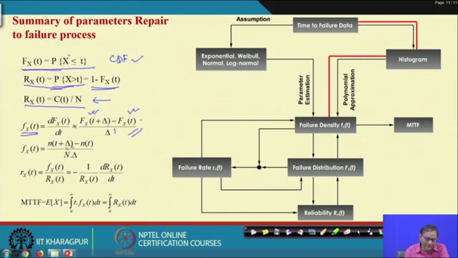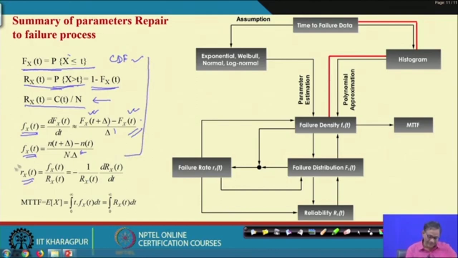So, that data is n(t + delta), the number of units failed at time t plus delta, minus the number of units failed at time t, divided by the total number put under test and the interval of time, delta, that interval of time you are considering, your unit of time. So, this also you now know, and with examples you know how to compute it, plus R(t), which basically we have discussed today. Last class we discussed up to this.